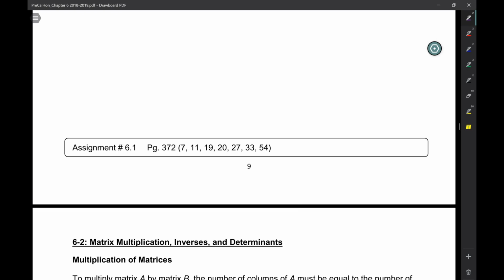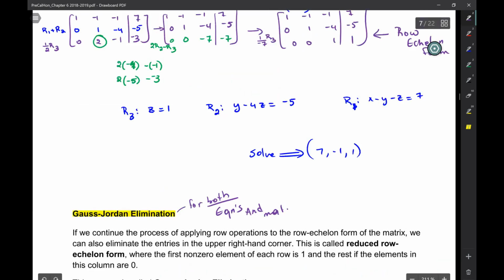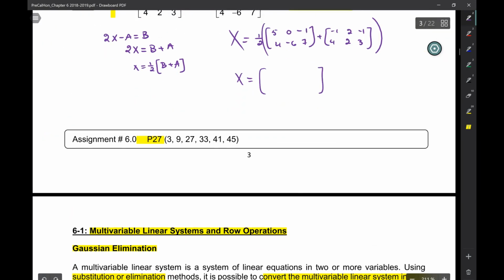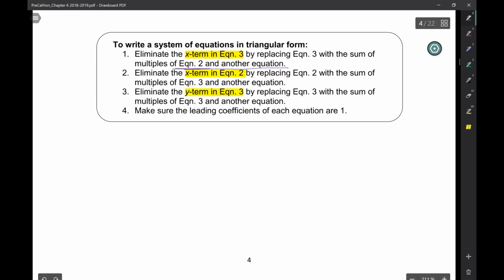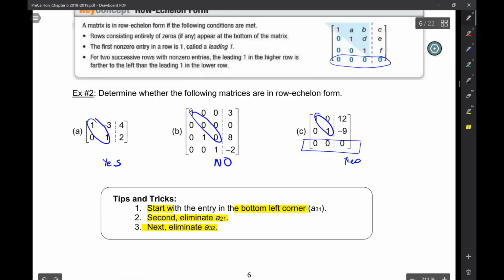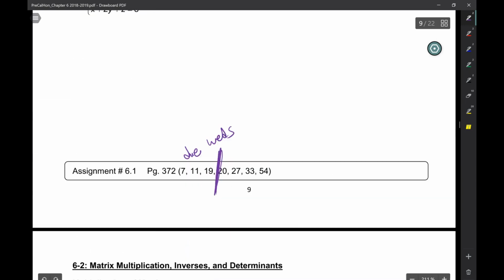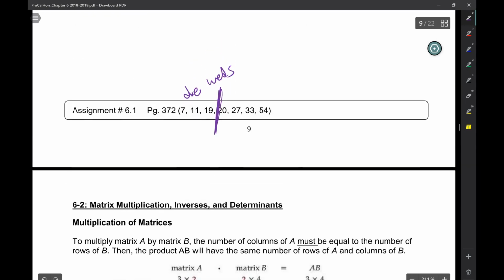Hang on. Let me tell you which one I want you to do here. Do 7, 11, 19. This is going to be due Wednesday. And then here, you're also going to do all of the P27 homework. Does that make sense? Wednesday, because you have the test Tuesday. Tuesday, when you walk in, you need to be turning in homework.